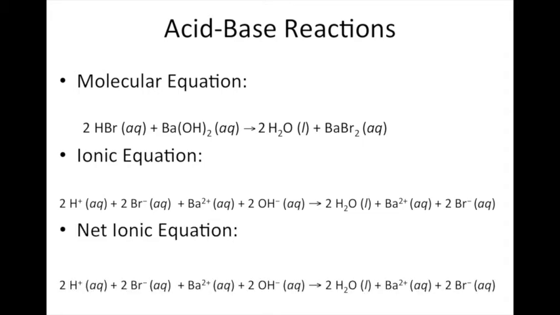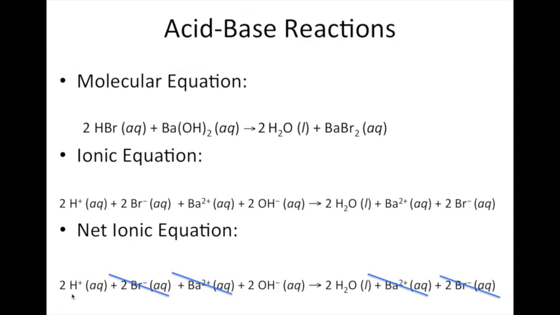Okay, so for the net ionic equation, here I've just rewritten the ionic equation, and if you notice, the bromide, we have 2 Br minuses here and 2 Br minuses here. The bromide did not undergo any chemical reaction. It's soluble on both sides, so we can cross that out. And also the barium ions did not react to form any products, so the barium ions would be considered spectator ions, so we cross those out.